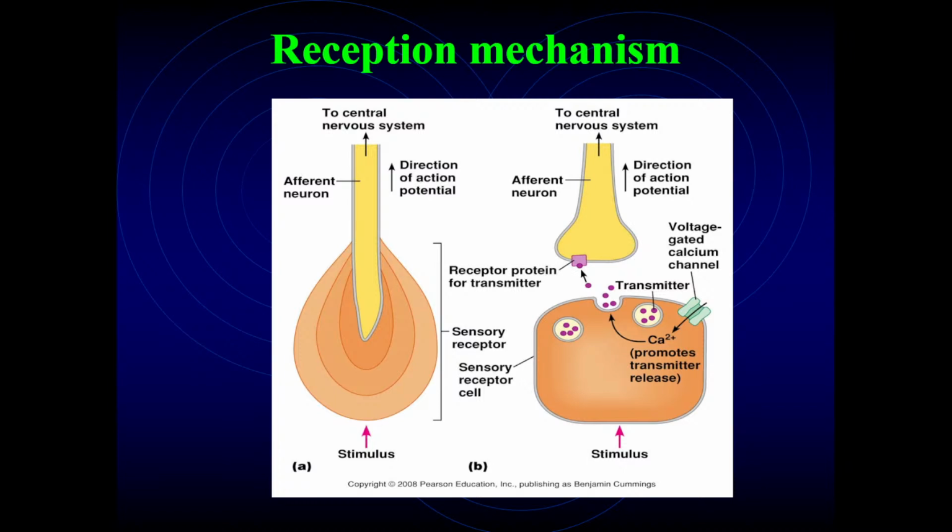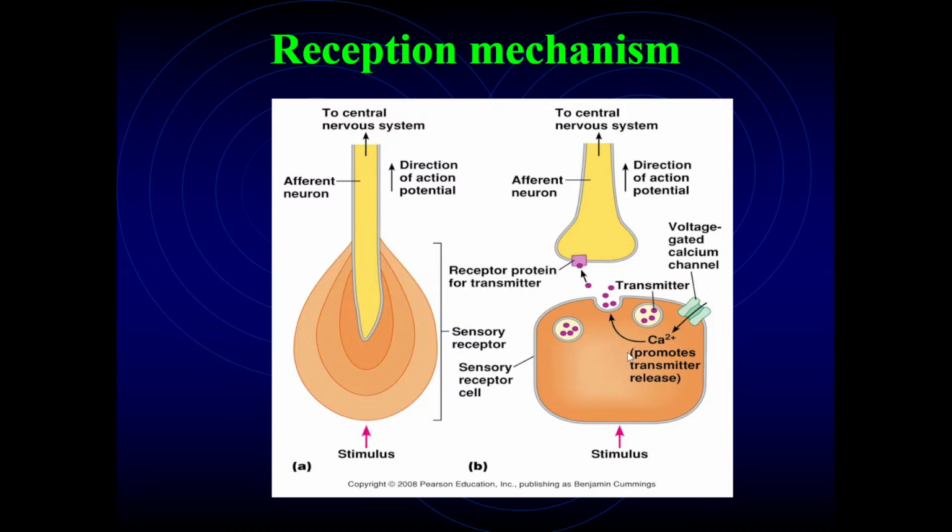In secondary receptors, you remember that the secondary receptors, there are very specialized receptor cells. Receptor potential causes the release of a mediator from the presynaptic terminal of the receptor cell.